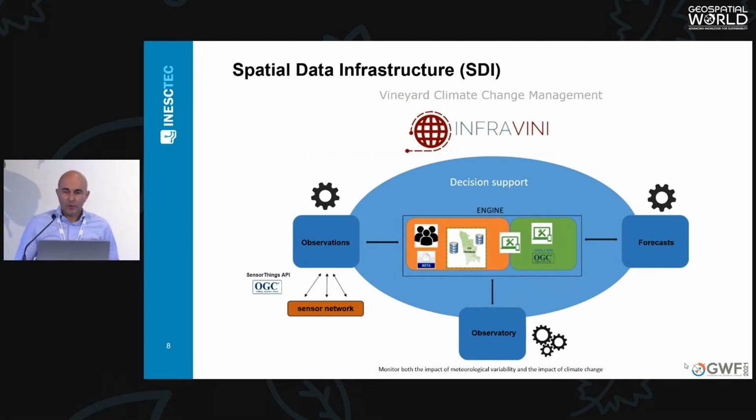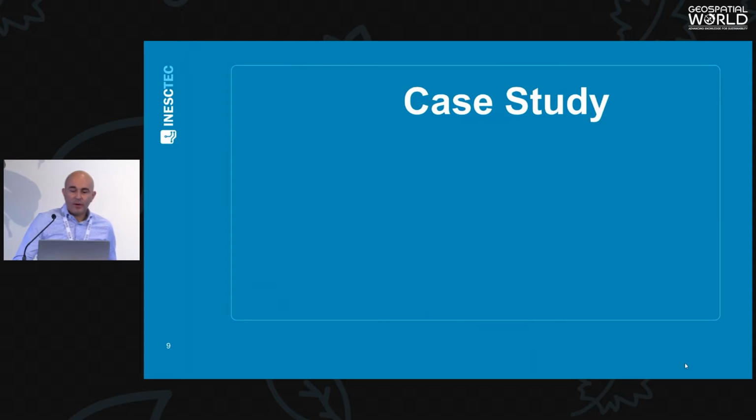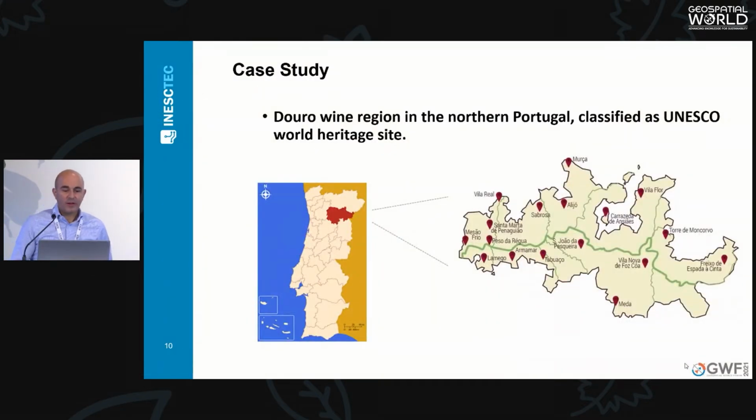These two combined, we could then organize and put information in an observatory that monitors both the impact of the meteorological variability and the impact of the climate change. So about the case study. Well, the case study was done in the Douro wine region in northern Portugal, classified as a UNESCO World Heritage Site.